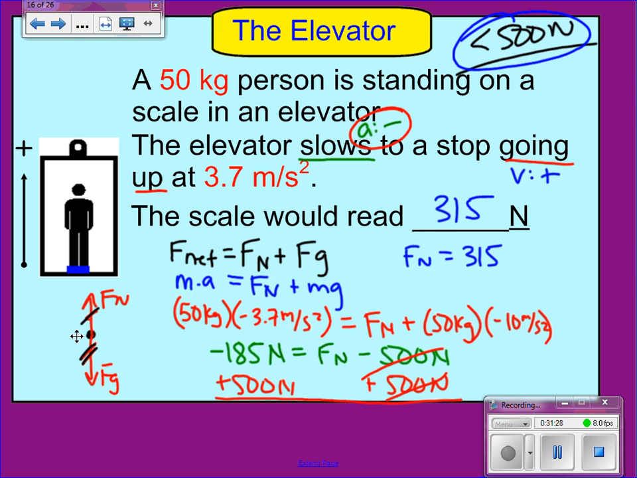What students will make a mistake on, like I said, is this. They will plug in the 3.7 meters per second squared, and they will forget to make it negative. They'll put it in as positive, which means they would have gotten a positive 185. And so when they add these together right here, they would have gotten 685. And that would have been incorrect because if you feel lighter, then you need to be less than 500, not greater. So the sign is important in the elevator problems.